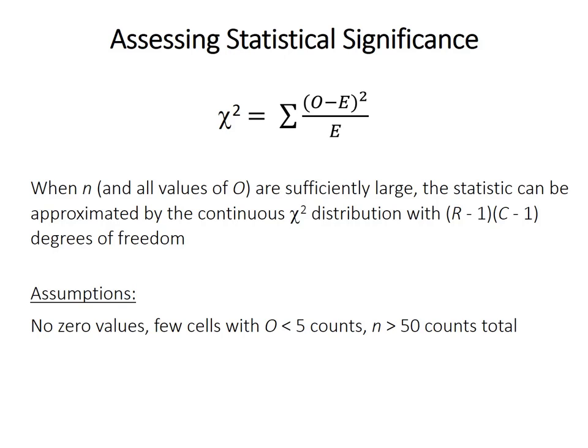In this case, sufficiently large, which is the key assumption of the test, is generally taken to mean that you have at least 50 counts in total. So if you add up all the counts, there's at least 50 individual things that you counted, and no or very few of the observations have counts smaller than 5.